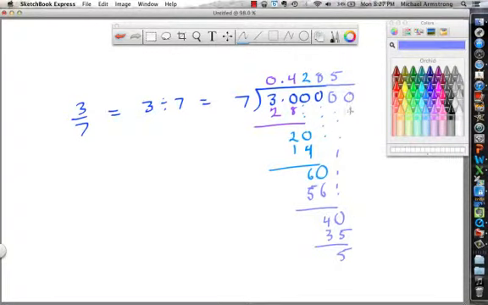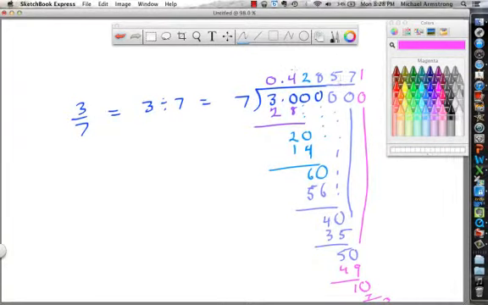Keep getting a different one every time. Bring down your 0. 7 goes into 50. 7 times, I keep forgetting to change colors. 7 times 7 is 49. This leaves us with 1, which comes down as a 10. And we still haven't repeated. 1 times 7. We're going to go to 30. Now we're back to 30, which is where we started. 1 times 7 is 7, which leaves 3, and we'd bring down the 0.